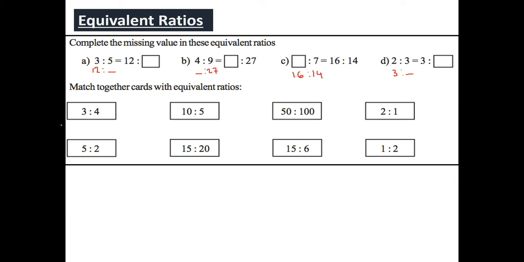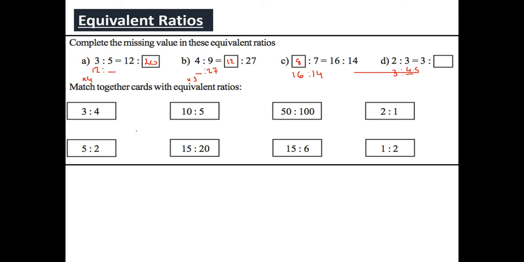Okay, so for A, we would have multiplied both sides by 4, so we would have had an answer of 20. This one we're multiplying both sides by 3, so we would have had an answer of 12. Here we're dividing by 2: 14 divided by 2 gives us 7, so 16 divided by 2 gives us 8. And here we are multiplying by 1.5, giving us an answer of 3 to 4 to 5.